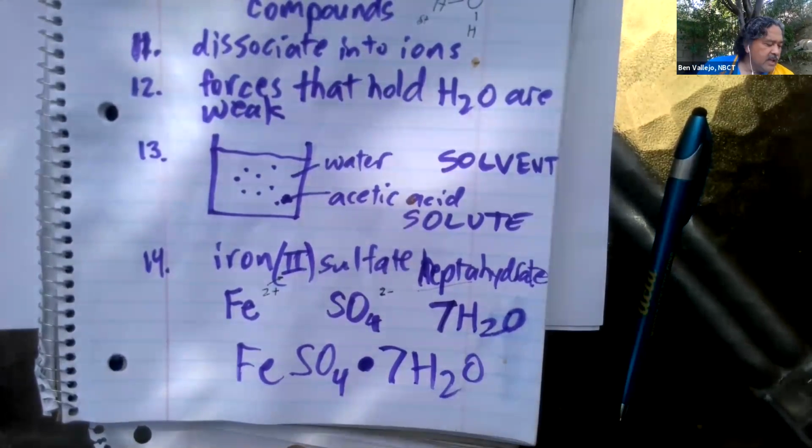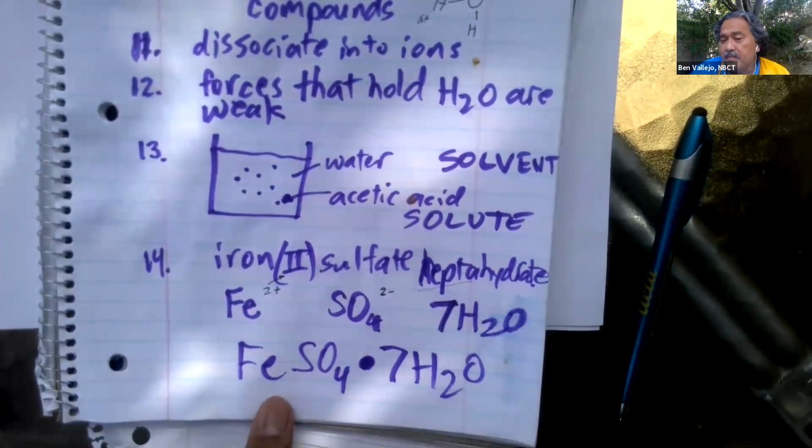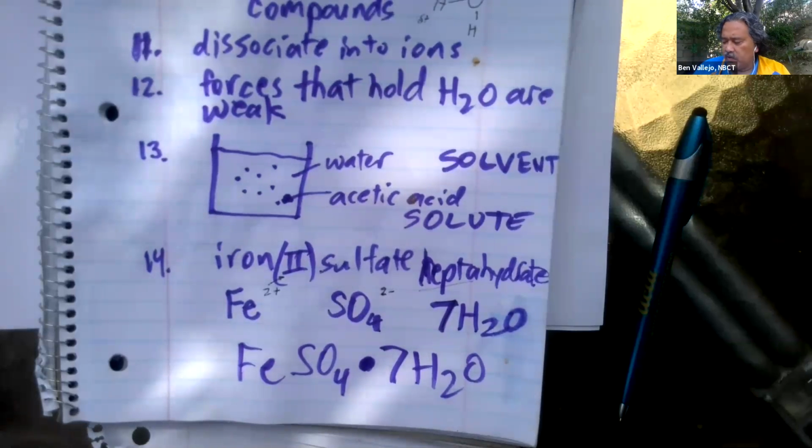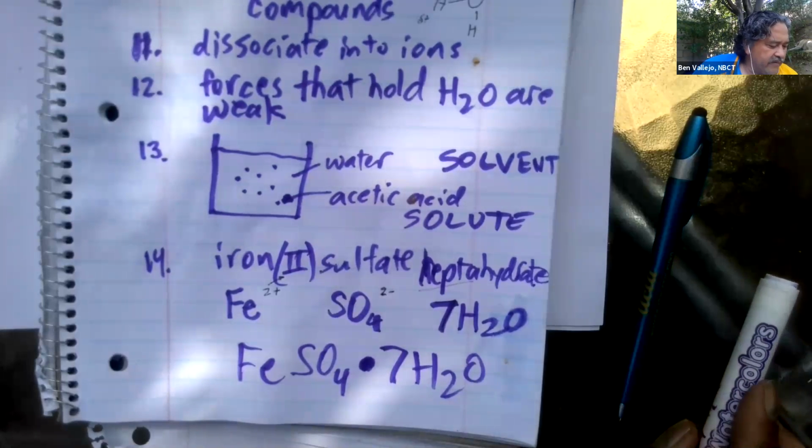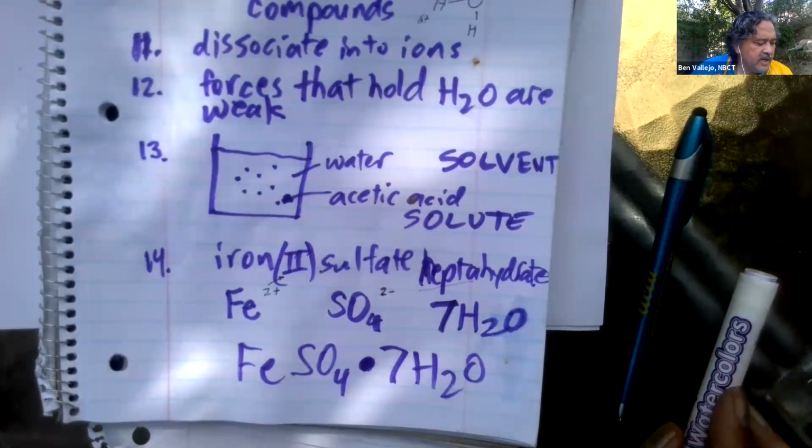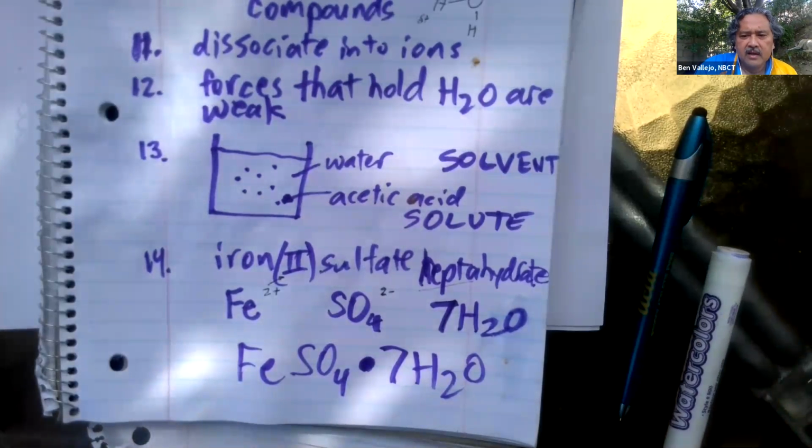Again, this is in the problem itself. If I flip back to page 501, number 14, it actually tells us. Sometimes you have to figure this out, but this time it tells you that that's it. So now that we know what the formula is, we can figure out the percent by mass of water in iron 2 sulfate heptahydrate. Okay, all right.